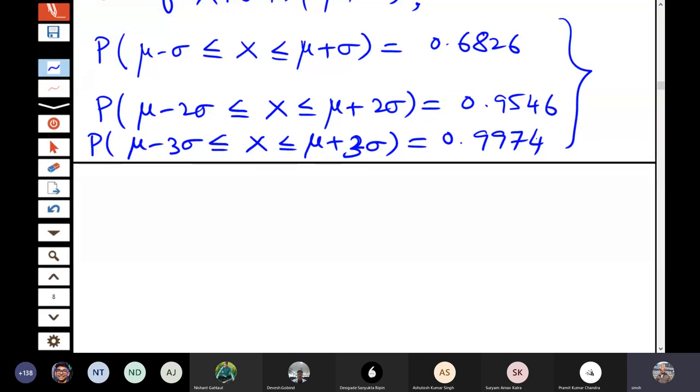Now this is a very powerful result, and it gives a very strong interpretation of the normal distribution. So generally, in the industry we are looking at the specification limit. For example, if you are considering any product, say this pen, there are several parts of it.